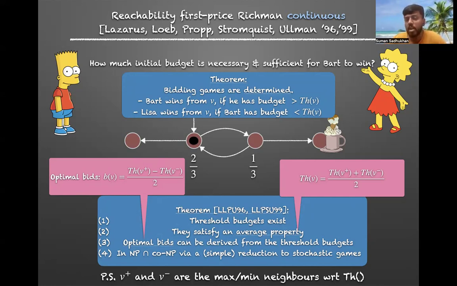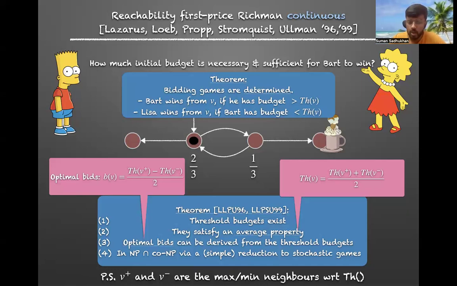The idea is that if Bart wins at a vertex V, he will always choose to go to V minus, because the threshold budget there is the minimum. And if Lisa wins, she will choose V plus, because for Bart the threshold budget there is maximum. So it will make his game difficult. And the threshold budget at vertex V is the average of these.